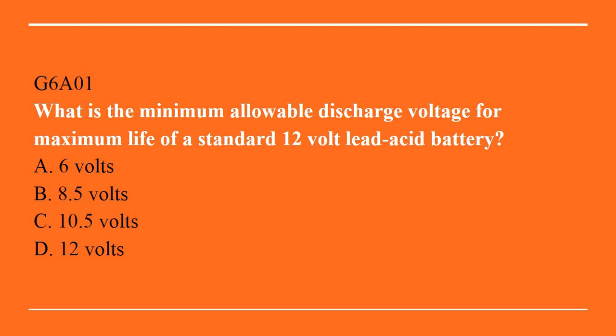G6A01 says, what is the minimum allowable discharge voltage for maximum life of a standard 12-volt lead-acid battery? A. 6 volts, B. 8.5 volts, C. 10.5 volts, or D. 12 volts? The answer is C. 10.5 volts.